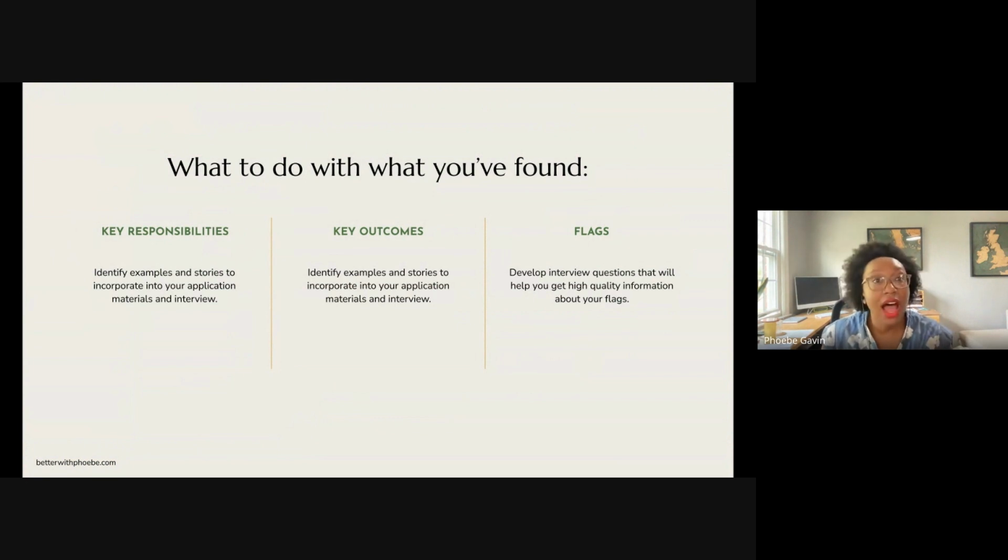And so first, with the key responsibilities and key outcomes, again, you want to identify examples and stories that you can incorporate into your application materials and into your interviews. And then with your flags, you want to pull those flags out. You might want to pull them separately, maybe down at the last page of your doc with your job description, and write a corresponding question for each of your flags that helps you get higher quality information about the things that you're concerned about.